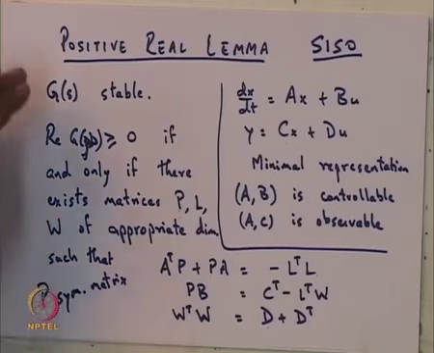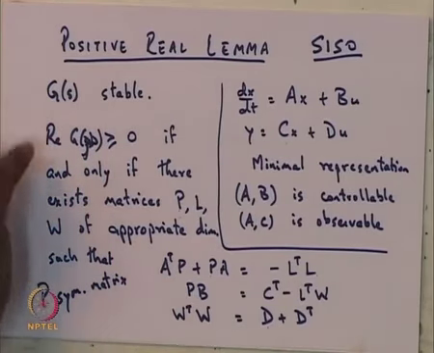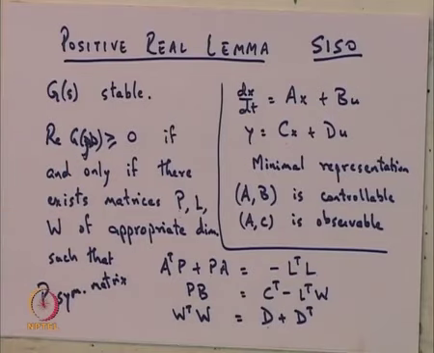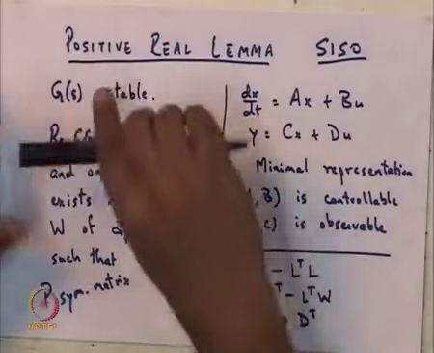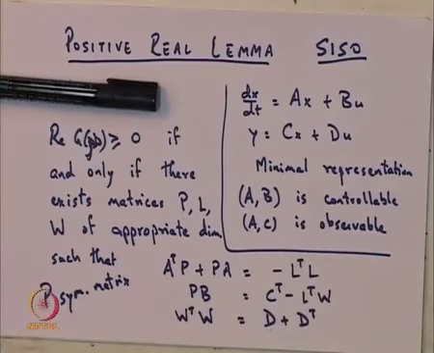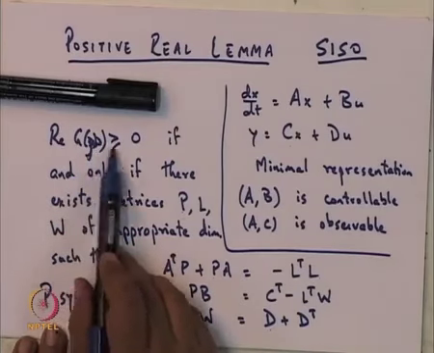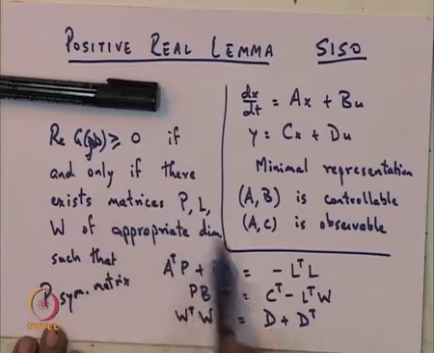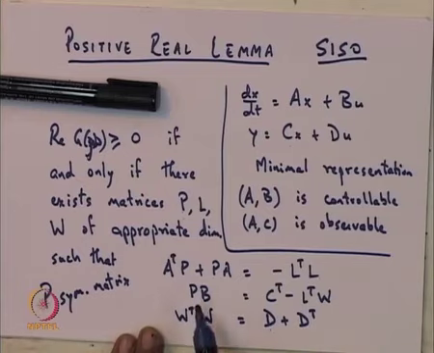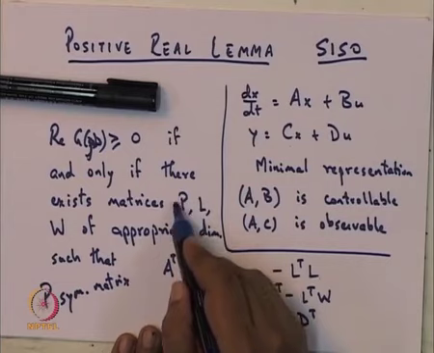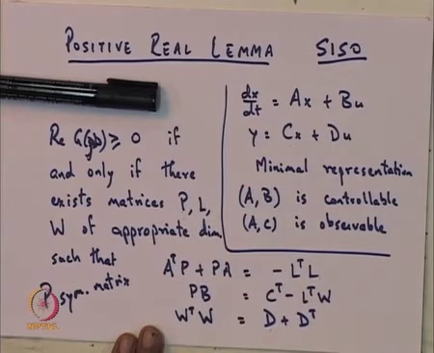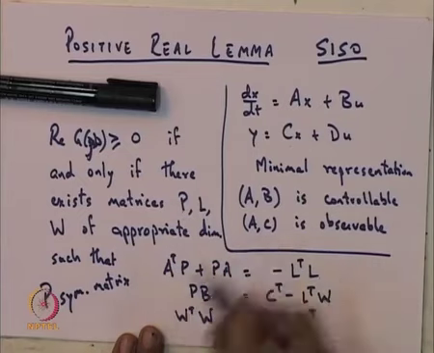Okay. So, the positive real lemma is something that holds only if you assume G S is stable. If you take away this assumption, that means you do not assume G S is stable, then this condition that the real part of G j omega is greater than or equal to 0 if and only if these things, well, this doesn't hold anymore. And now the point is that this P essentially defines the storage function.